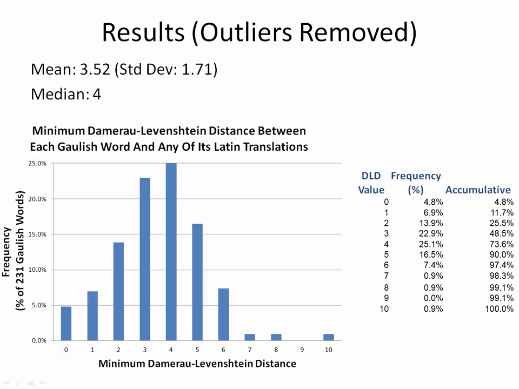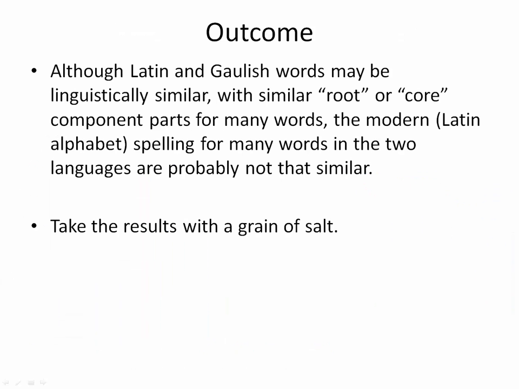Overall, what do these results mean? Unfortunately, it is not immediately clear how these results should actually be interpreted. If we consider that words are similar if they have a Damerau-Levenshtein distance of 2 or less, we find that approximately 75% of the available Gaulish words are not similarly spelled to their Latin translation. So what is an outcome that we may actually draw from this process? Well, although Latin and Gaulish words may be linguistically similar, with similar root or core components of many words, the modern-day Latin alphabet spelling for many words in the two languages are probably not that similar. However, of course, it is very important to take these results with a grain of salt.